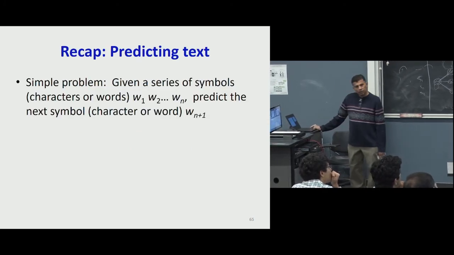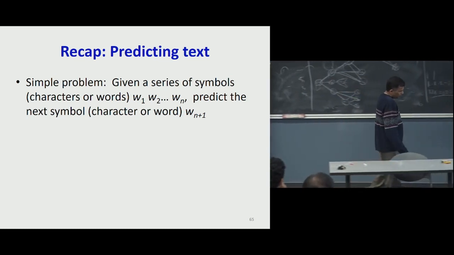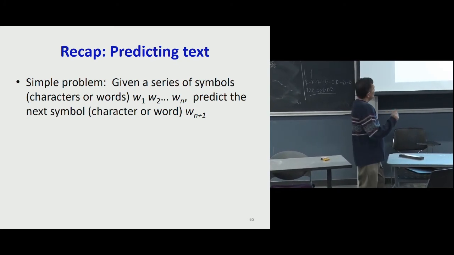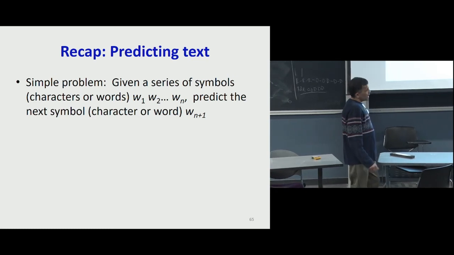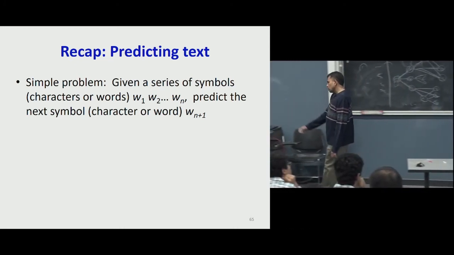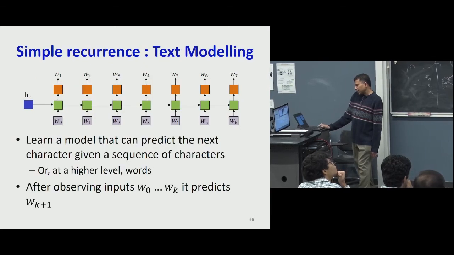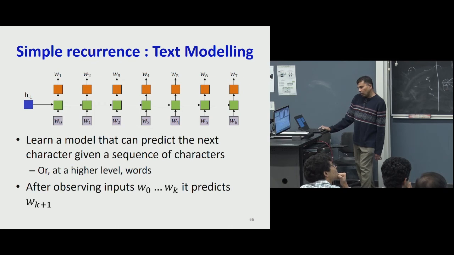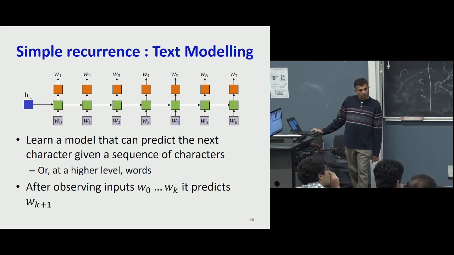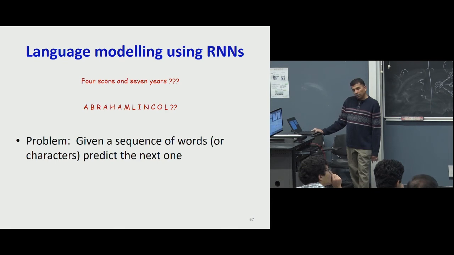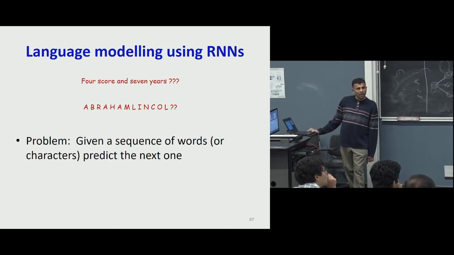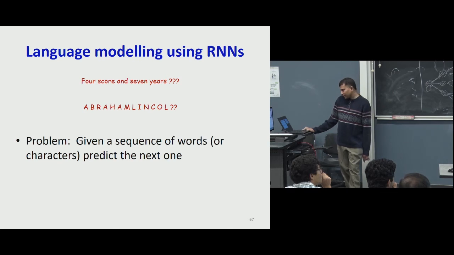Now, remember, to explain this properly, we'll build on something that we've already seen, predicting text. Given a series of symbols, characters or words, our problem was to predict the next character. Remember, we did this when we were speaking of modeling language. We learned a model that can predict the next character given a sequence of characters, or the next word given a sequence of words, which is to say after observing W0 through WK, it predicted WK plus 1, right? So the problem was something like this: "Four score and seven years," what's the next word? You had to predict it. Or "Abraham Linco," what is the next character? You had to predict it.